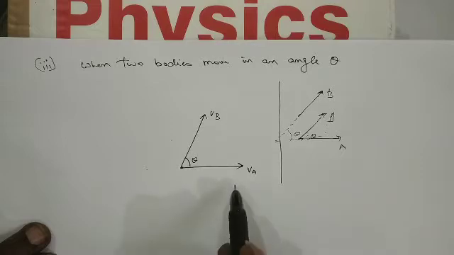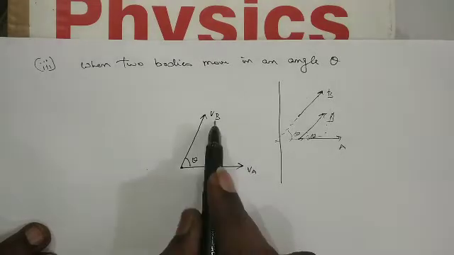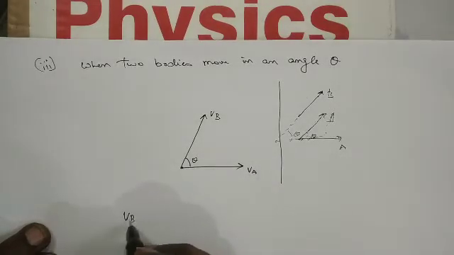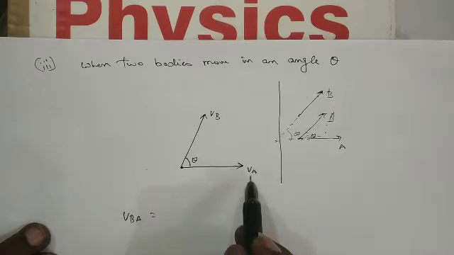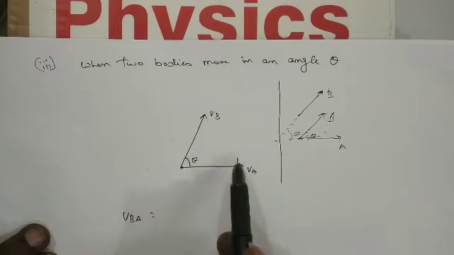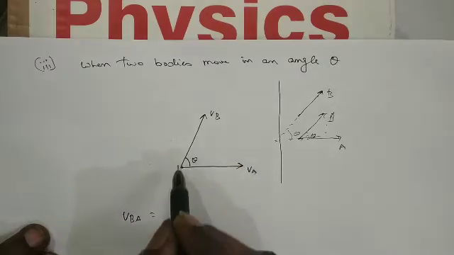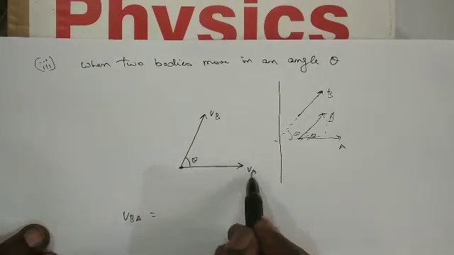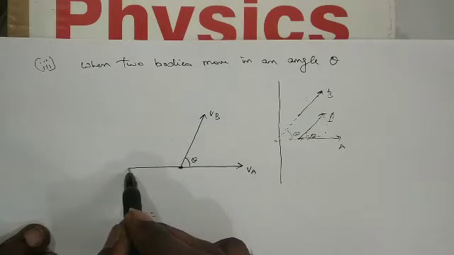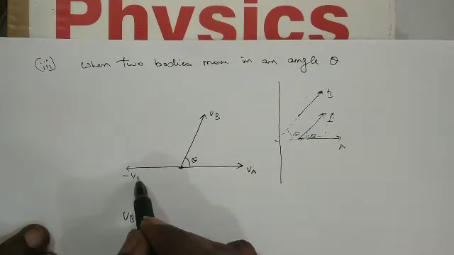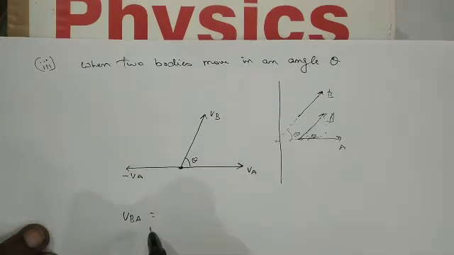What is the rule? If you want to find out the relative velocity of B with respect to A, VBA, impose equal and opposite velocity of A on both A and B such that VA is brought to rest. So the first thing is bring VA to rest. Put this person at rest. So minus VA. Now this is brought to rest.